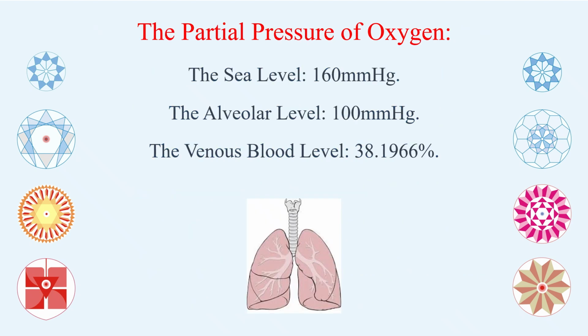And now the partial pressure of oxygen. As I told you, at sea level in Chennai, 160 millimeter pressure is the partial pressure of oxygen. At alveolar level it is 100 and venous is 38. You see the same divine mathematics here too as far as Divyank is concerned. That's what I meant.